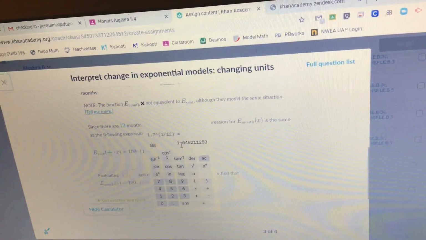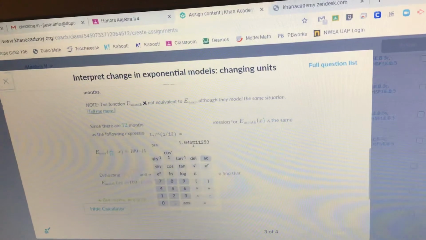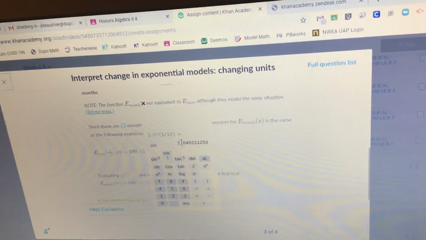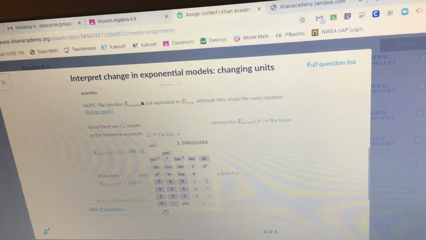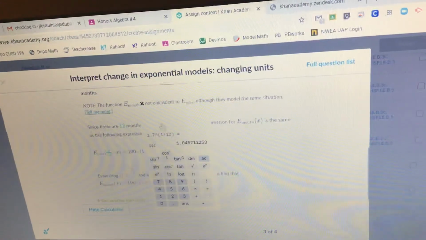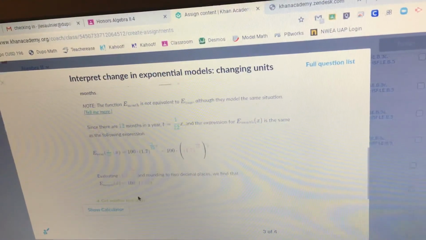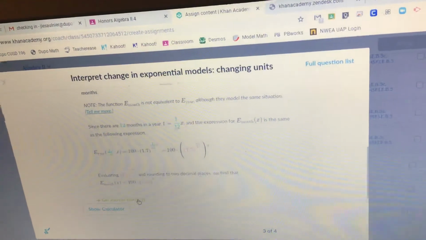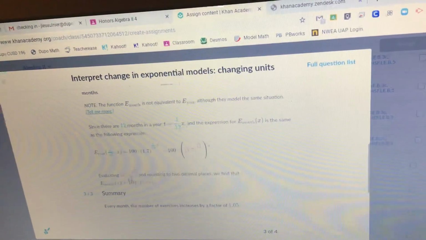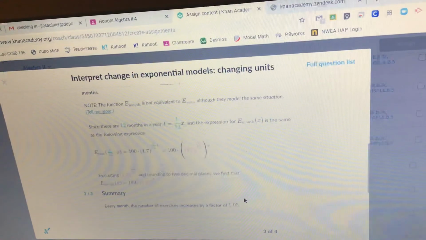And so here I've got 1.045, or usually they're wanting 2 decimal places here. So it'd be 1.05. That's where they got that. Okay, so we'll hide the calculator here. And then if you're still lost, they'll just straight up tell you the answer then. It should have been this right here, 1.05.